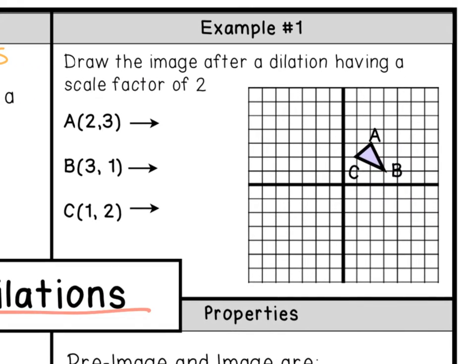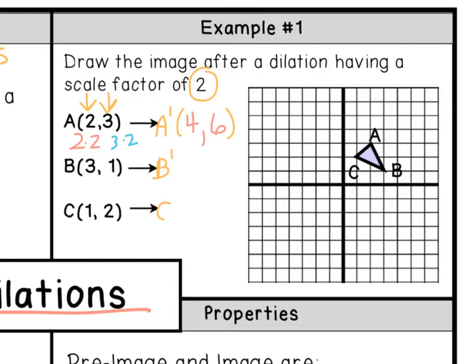We're going to draw the image after a dilation of a scale factor of 2. That means we take the 2 and we multiply it by each ordered pair, each number in the ordered pair. So 2 times 2 is 4, and 3 times 2 is 6. So our new ordered pair for A prime is 4, 6.